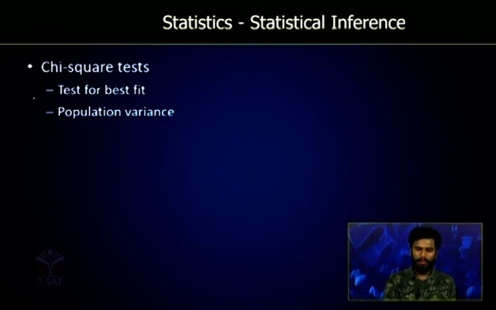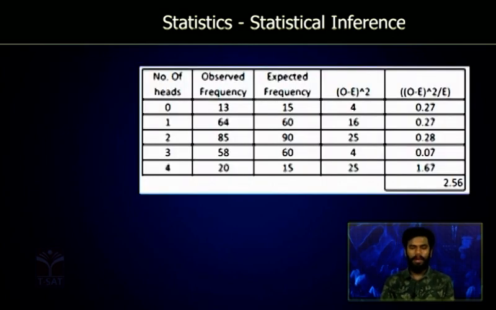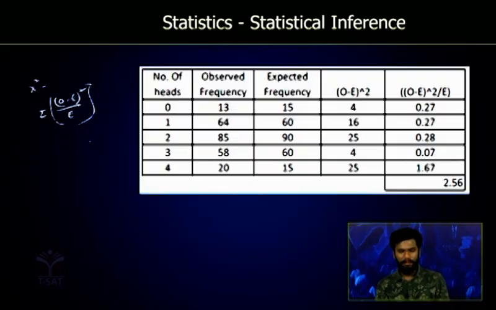The first is the test for best fit and the population variance. Now we will discuss the test for best fit. In this test for best fit, you just have to see the procedure here. The statistic for the chi-square distribution for the test for best fit is given by summation of observed minus expected whole square divided by expected. Now what is this observed, what is this expected, first we will see.